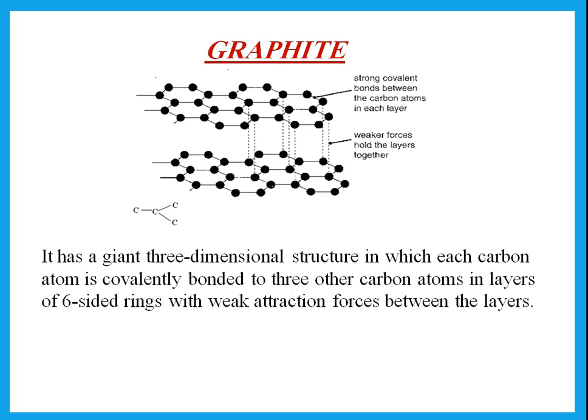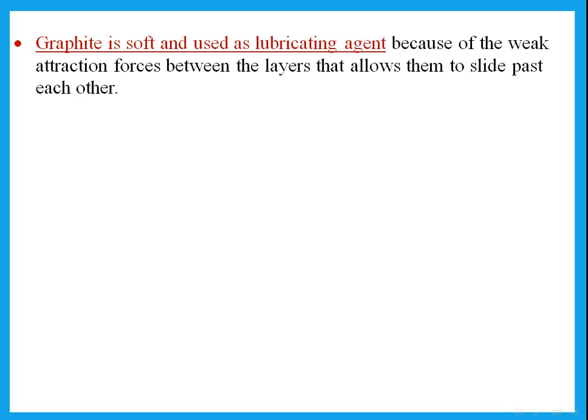Remember that graphite is the only non-metal that conducts electricity. And because of the layers, graphite is soft. And because it's soft, it's used as a lubricant or lubricating agent. And all of this is because of the weak attraction forces between the layers that allows them to slide over each other, or to slide past each other.